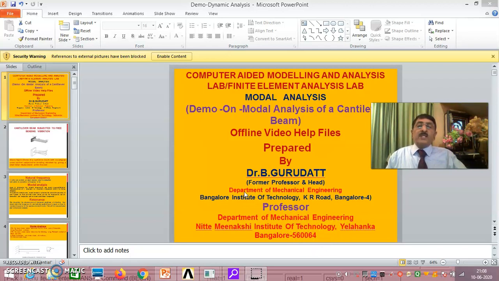Now, before we start with the demo of this modal analysis of a cantilever beam, I'll tell you the basics. First, we'll theoretically determine the natural frequencies and mode shapes and all that. Then we'll try to verify the same using Ansys release 14.